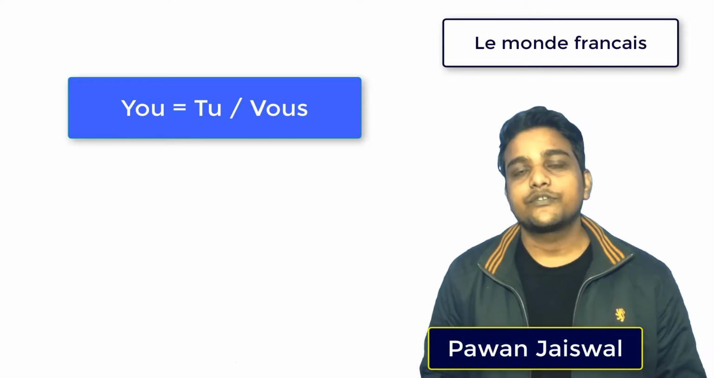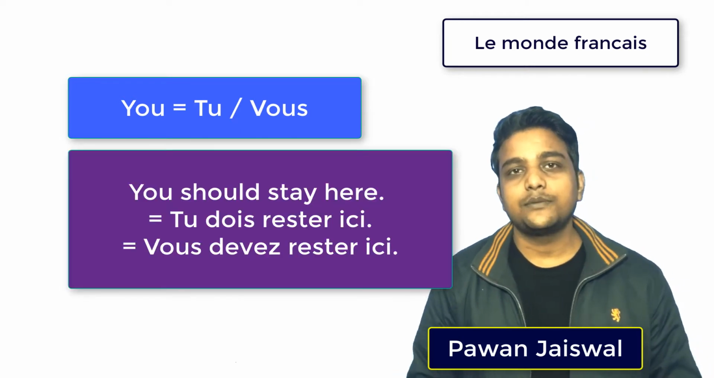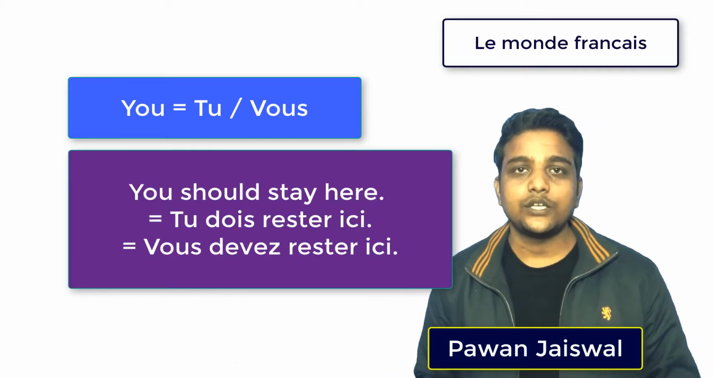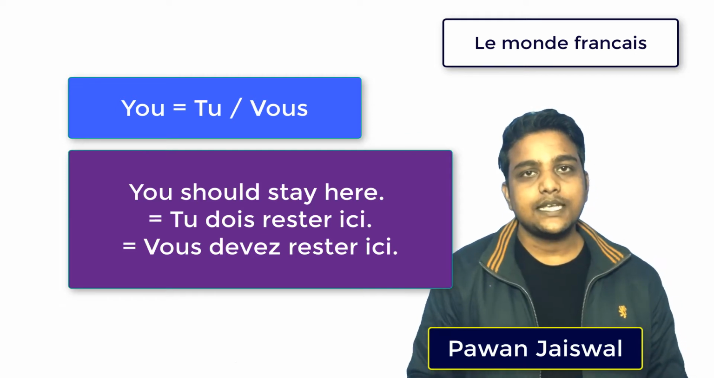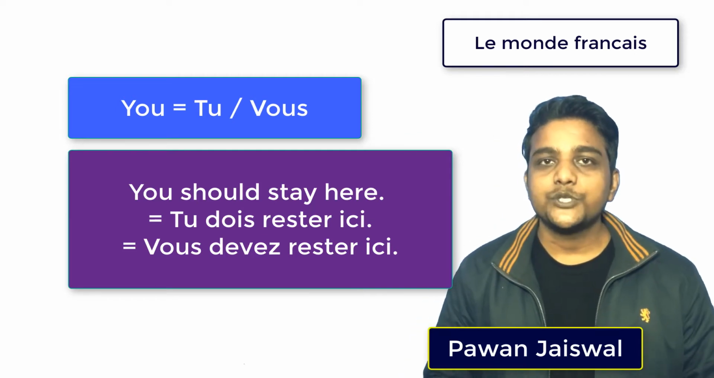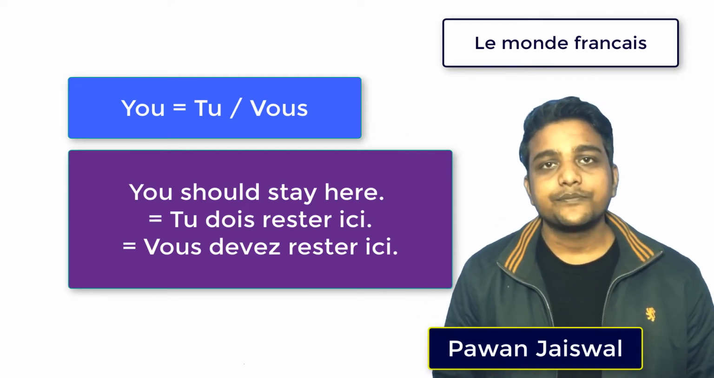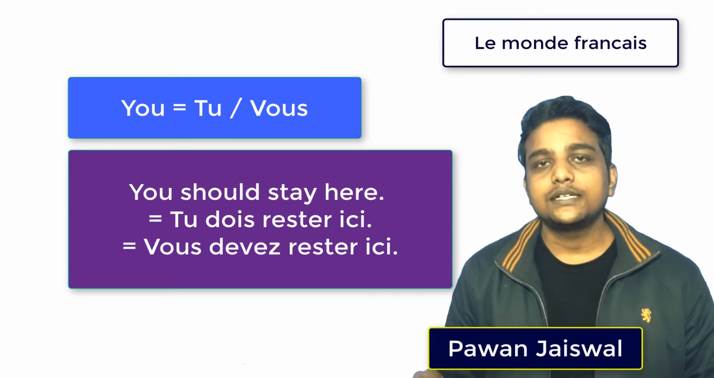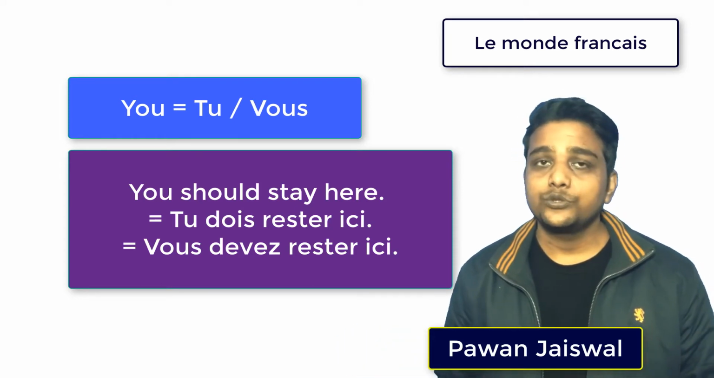So for example, if you have to say it to somebody who is quite younger than you, like you should stay here, the sentence would be tu dois rester ici. Tu dois rester ici.